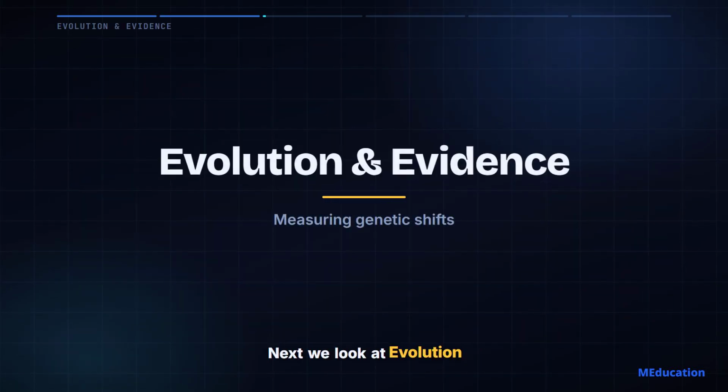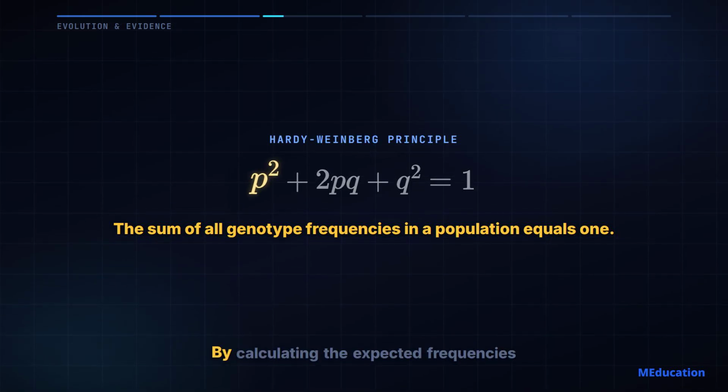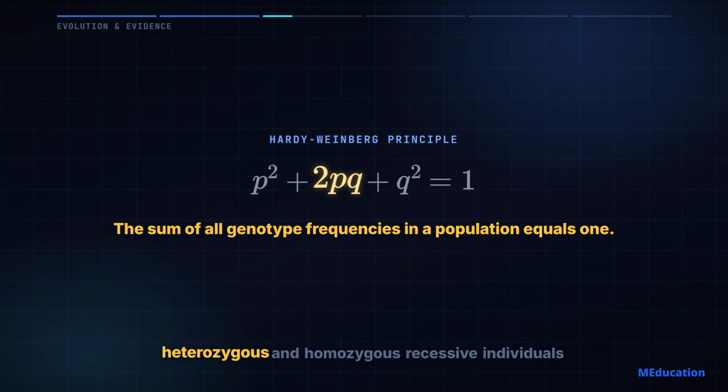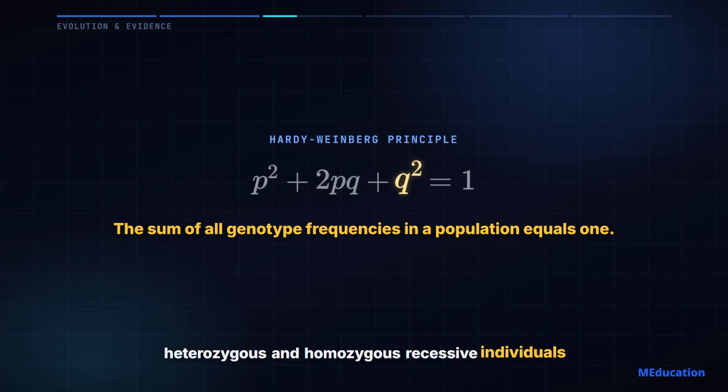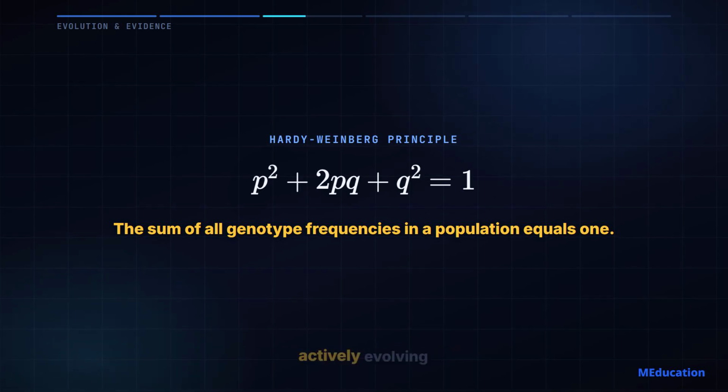Next, we look at evolution and the evidence supporting it. To study evolution scientifically, we must measure it using the Hardy-Weinberg principle. By calculating the expected frequencies of homozygous dominant, heterozygous, and homozygous recessive individuals, you can prove mathematically whether a population is stable or actively evolving.